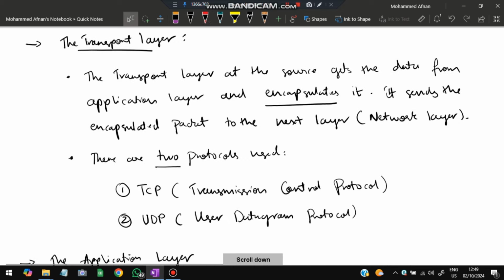And in the transport layer, it encapsulates. Encapsulate means it covers the data with headers. Headers will have some metadata, okay, and it will transfer it to the next layer, which is the network layer. Okay, if it is coming from the application layer, it will come to the transport layer, then it will go to the network layer. So the transport layer does that. And there are two protocols used, TCP and UDP. TCP, very important, is the Transmission Control Protocol.